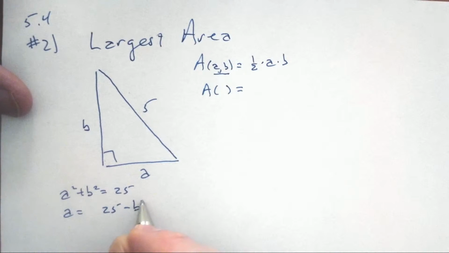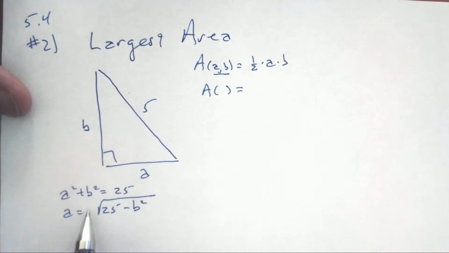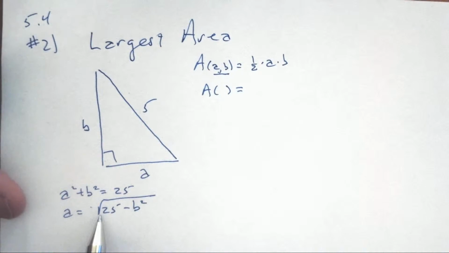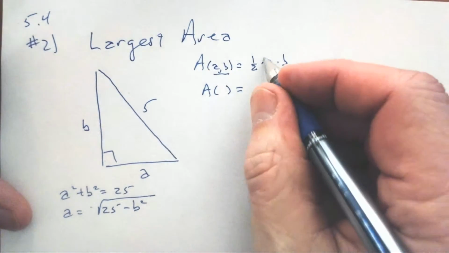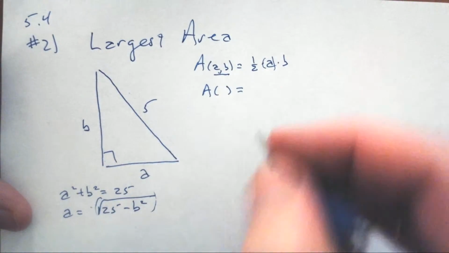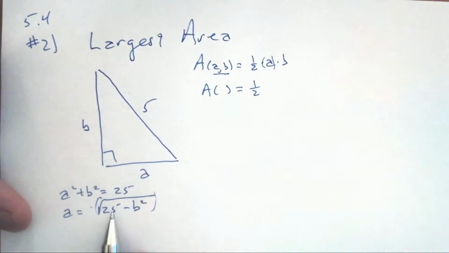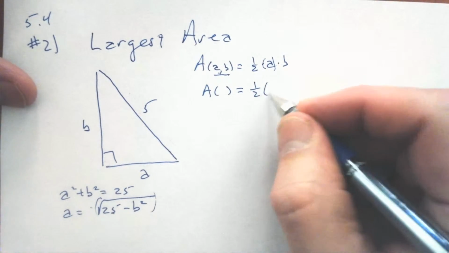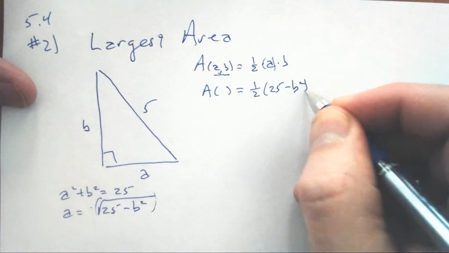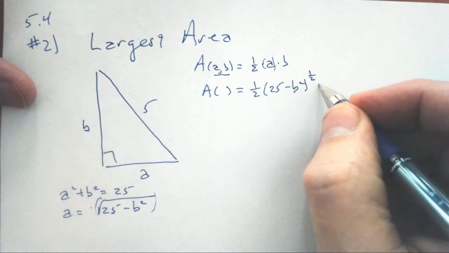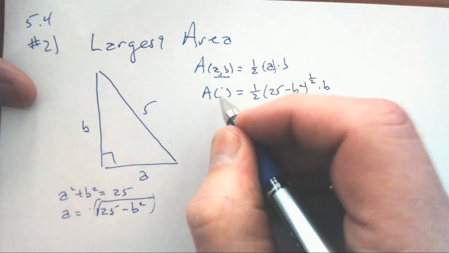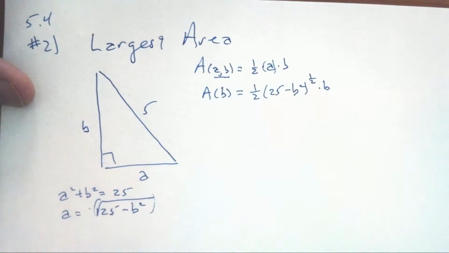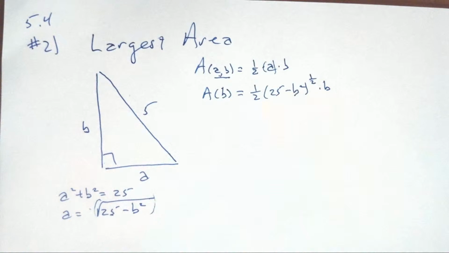25, we would subtract B squared. We would normally take the plus or minus square root, but A is not going to be a negative number, so it's positive. Therefore, A up here can be replaced with B. And I'm going to write that rather than square root as to the 1/2 power in preparation for taking the derivative. So I get 25 minus B squared to the 1/2 times B. So this is area as a function of just strictly B. And likewise, we could have very, very similar equations with area as a function of A.